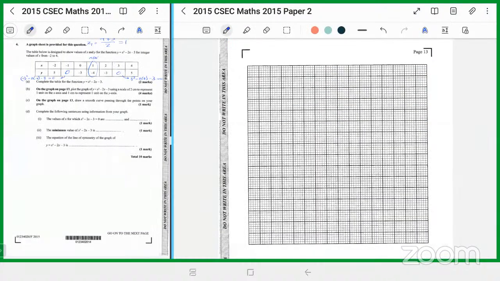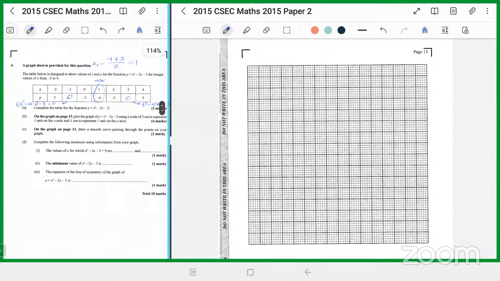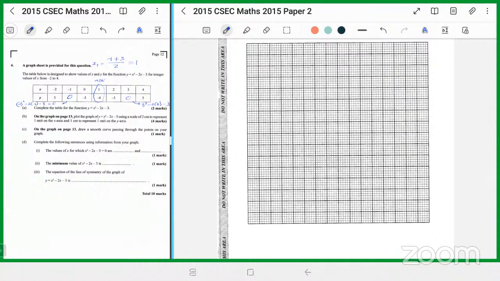All right, so what are the points? First, we need a scale. The scale is 2 centimeters to 1 unit on the x-axis, 1 centimeter to 1 unit on the y-axis. And we're going from -2 to 4. Start going from -2 to 4, and we're going up by what? 2 centimeters, right? On the x-axis.